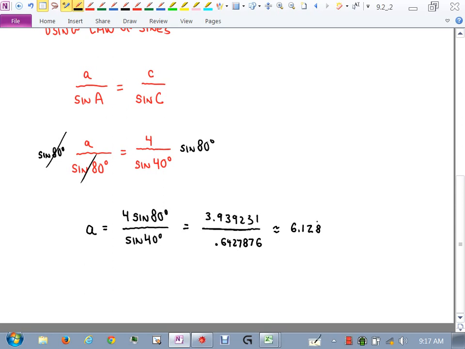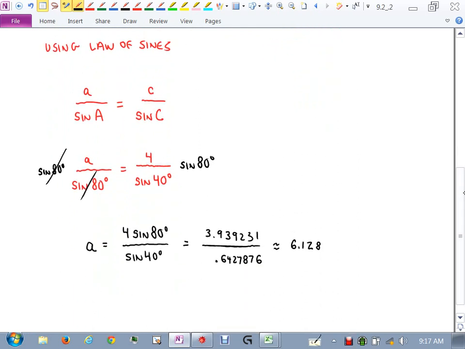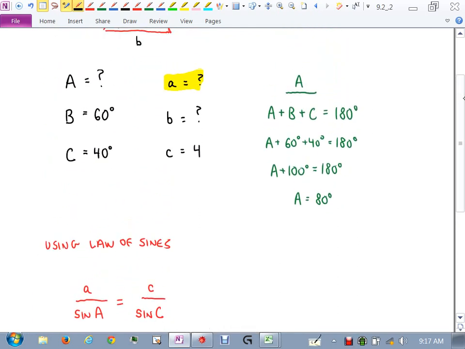Yes? So now I know what A is. All right? I've got A. So coming back up here, 6.128. Up here, this is 6.128. And now I need to know what little b is, right? Now, can I use a squared plus b squared is c squared to get b? No, because it's not a right triangle.